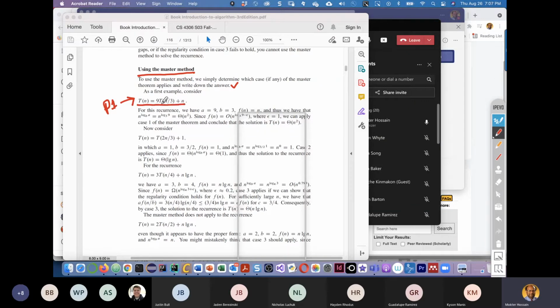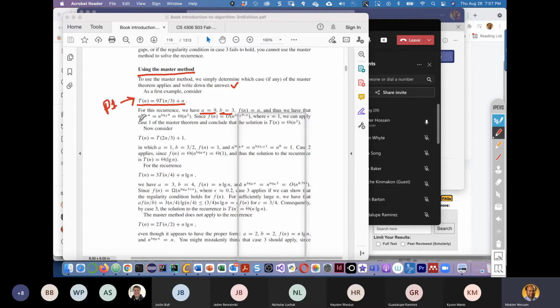Problem 1 is T(n) equal to 9 T(n/3) plus n. So here a equal to 9, we are given already. I don't need to write it down, but we can underline. So here a equal to 9, b equal to 3, and f(n) equal to n.